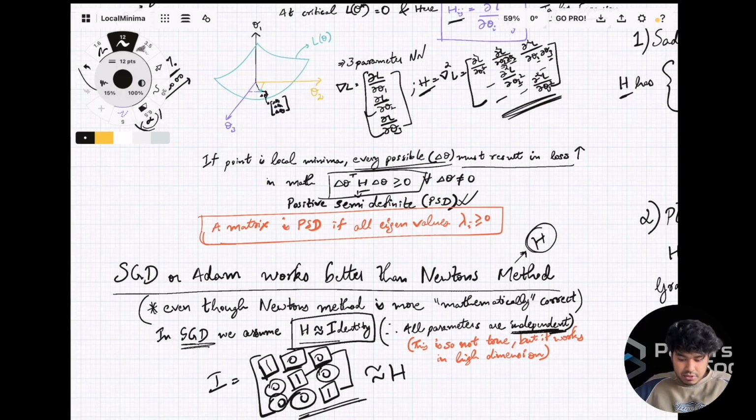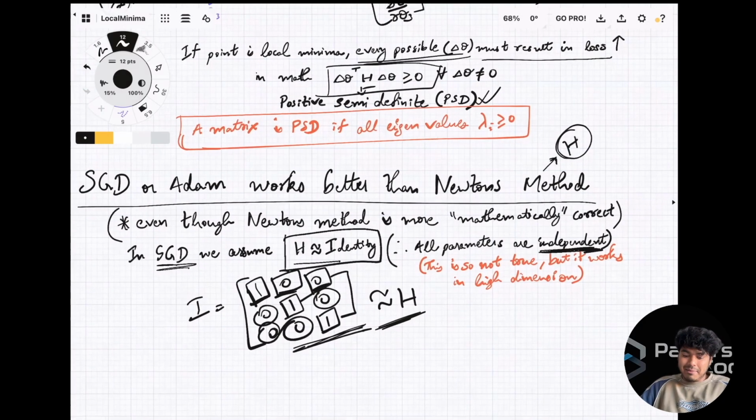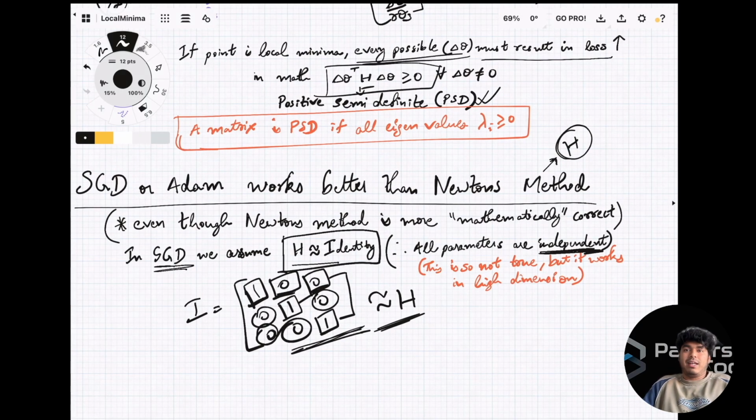But SGD assumes that all parameters are independent. And this approximation works. And that's the beauty of high dimensionality. Because when you're working in high dimensionality, you can get away with, the best word to use is mathematical negligence. And this is basically mathematical negligence, right? Because you are saying all parameters in your network are independent, but it still works.